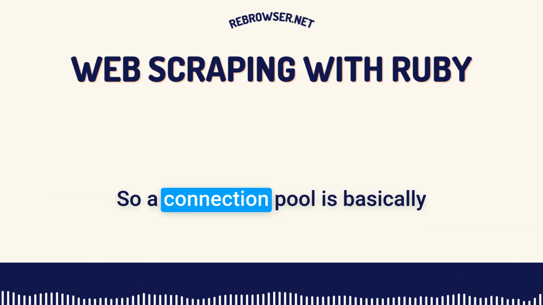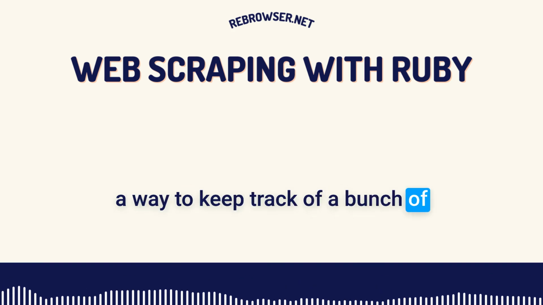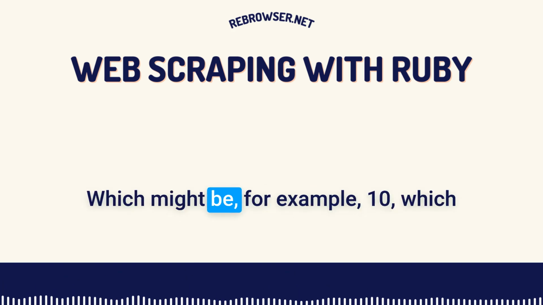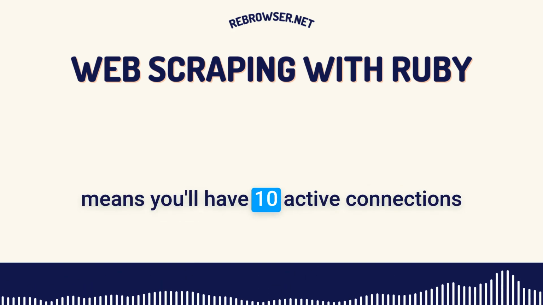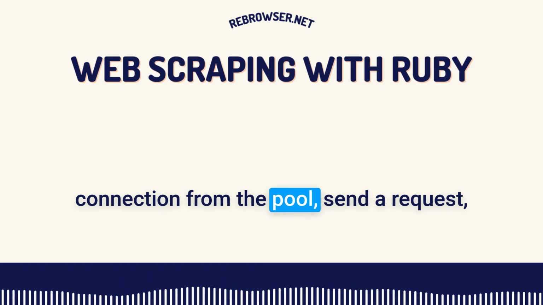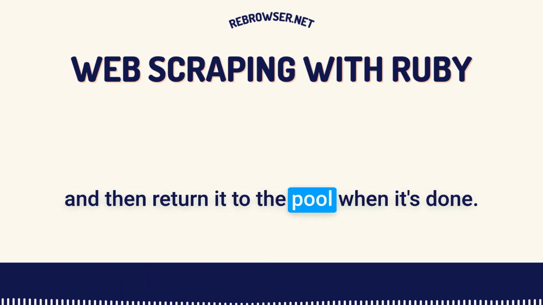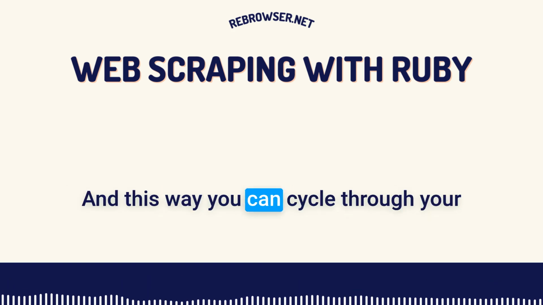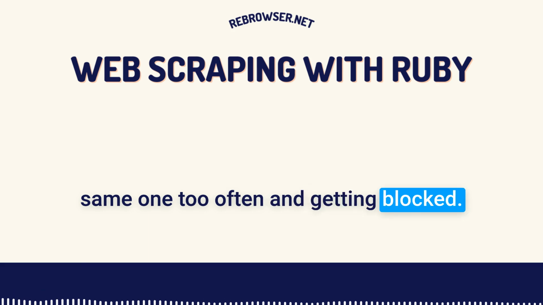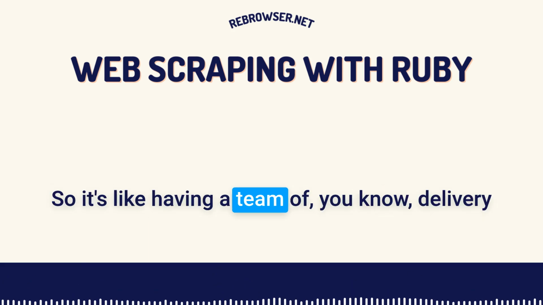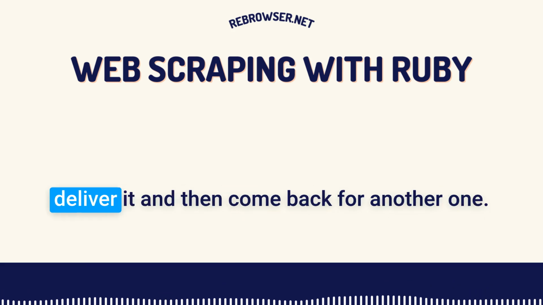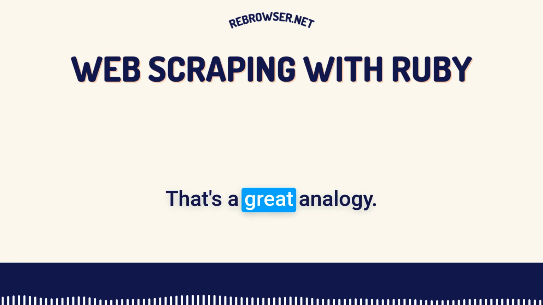Right. So a connection pool is basically a way to keep track of a bunch of connections to different proxy servers. And you can set a pool size, which might be, for example, 10, which means you'll have 10 active connections at a time, and your code can just grab a connection from the pool, send a request, and then return it to the pool when it's done. And this way, you can cycle through your proxies, making sure you're not using the same one too often and getting blocked. So it's like having a team of delivery drivers who can each pick up a package and deliver it and then come back for another one. That's a great analogy. All right.